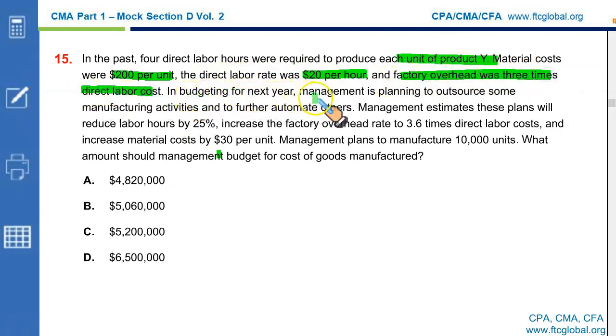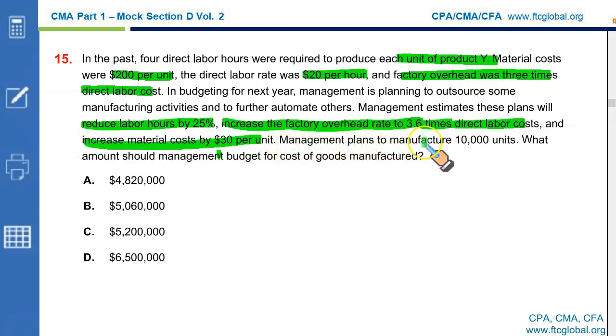In budgeting for the next year, management is planning to outsource some manufacturing activities and to further automate others. Management estimates that these plans will reduce the labor hours by 25%, increase the factory overhead rate to 3.6 times from the current 3 times of the direct labor cost, and increase the material cost by $30 per unit. Management plans to manufacture 10,000 units. What amount should the management budget for the cost of goods manufactured?